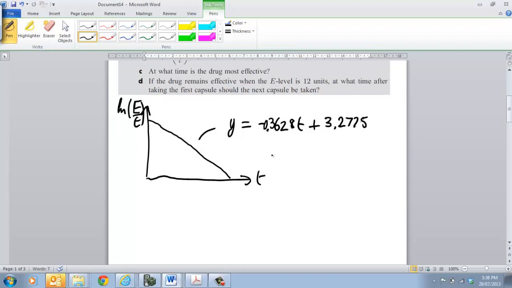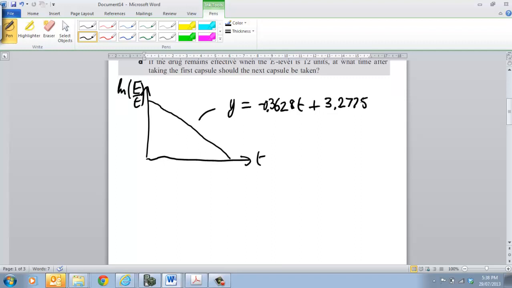What we need to do is use that relationship to find the equation of E versus T. So I'm going to substitute those values in on my graph, and they are going to be ln of E on T is equal to, that's my y value, simply minus 0.3628T plus 3.2775. Now the rearrangement of this equation is in fact putting these both all to the power of e.